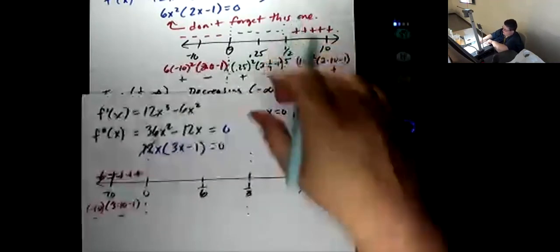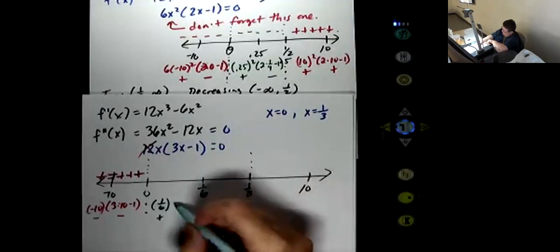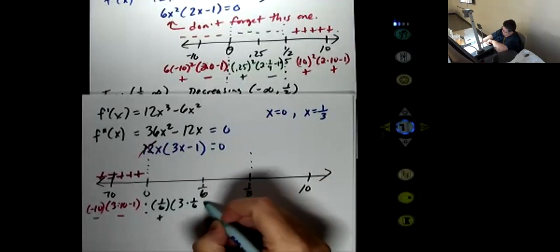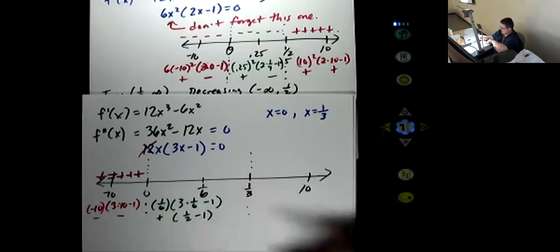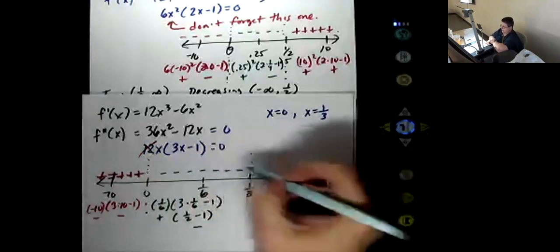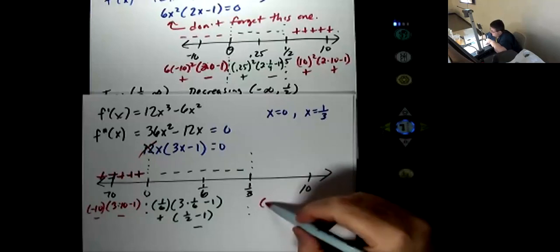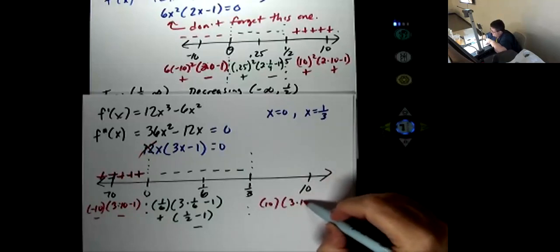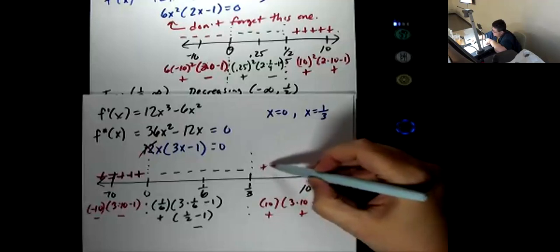Oops. When I check 1/6, I've got my x, that's 1/6, that's positive. And then I've got 3 times 1/6 minus 1. This is 1/2 minus 1. And that's a negative. So I've got a positive and a negative. This region is negative. And when I try 10, I've got 10, and then 3 times 10 minus 1. That's 10 and 29. They're both positive, so this region is positive.